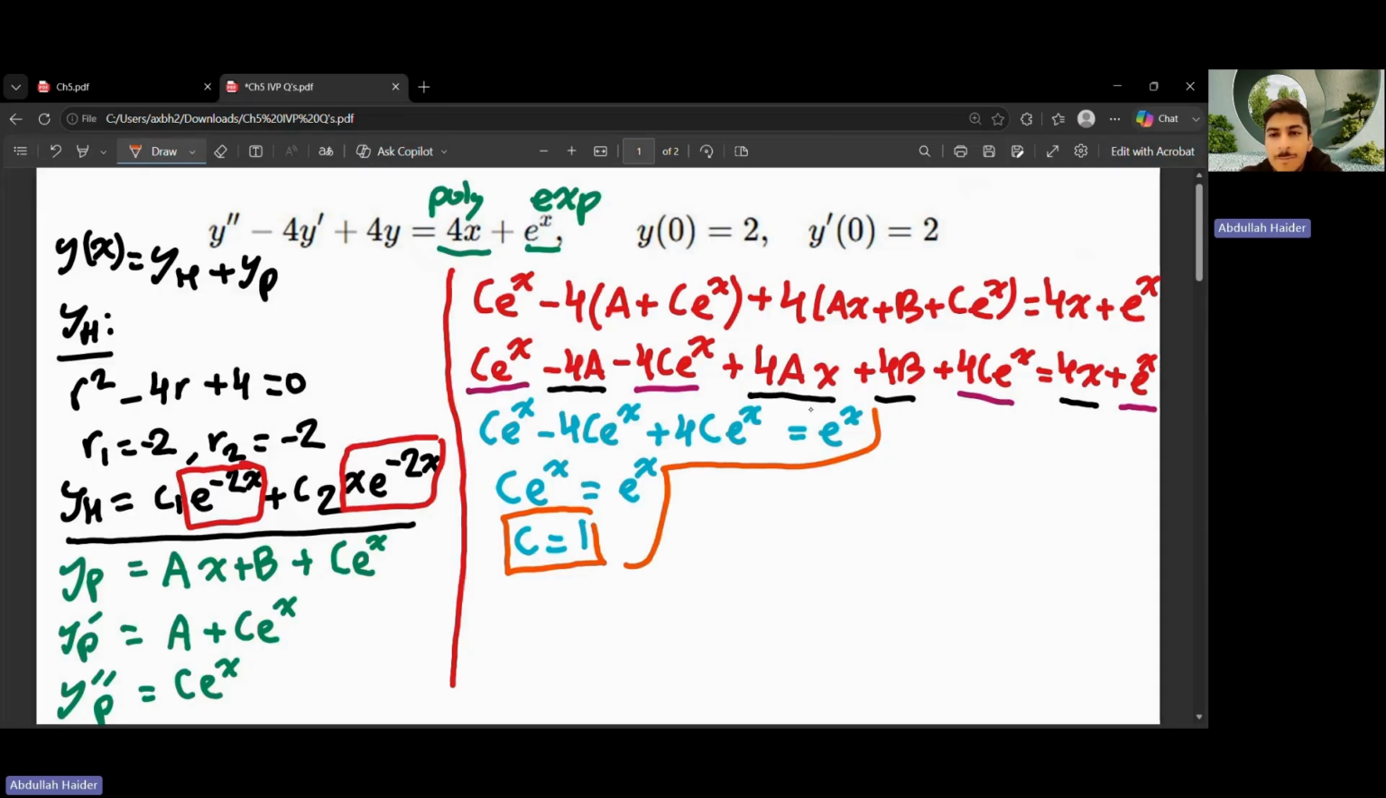So now we combine the polynomial terms. Minus 4a plus 4ax plus 4b is equal to 4x. Did I make a mistake or something? Minus 4a plus 4ax plus 4b is equal to 4x.